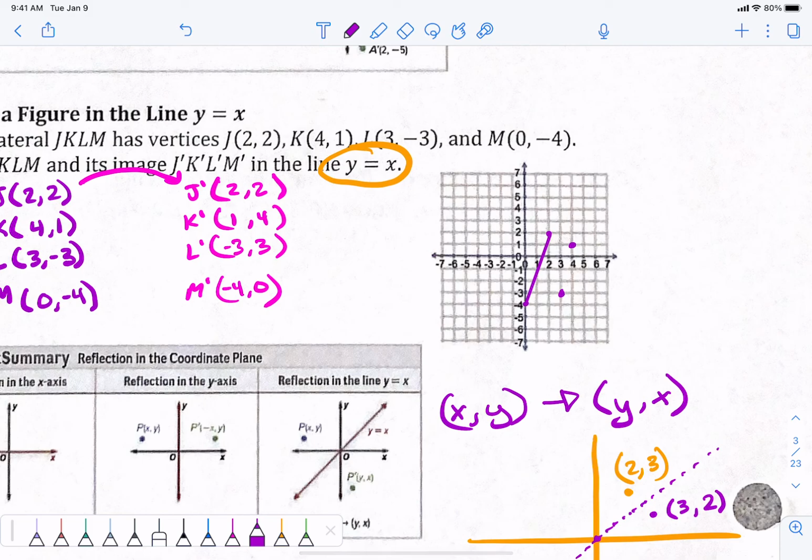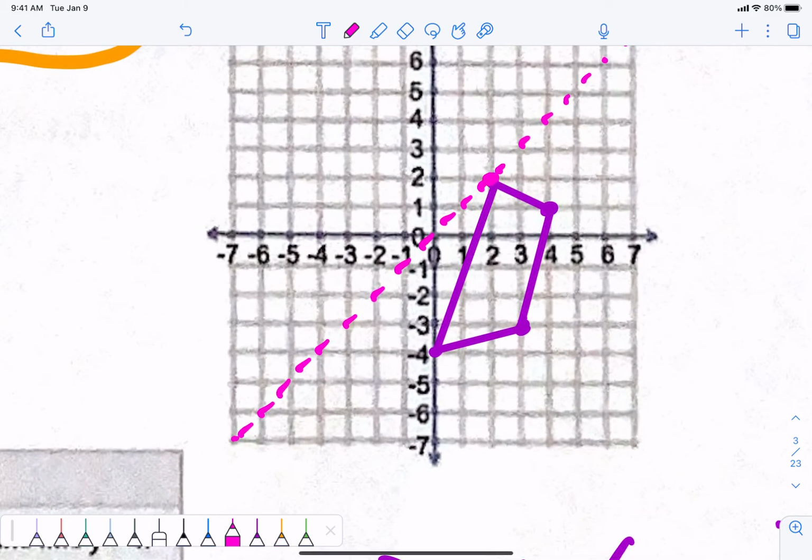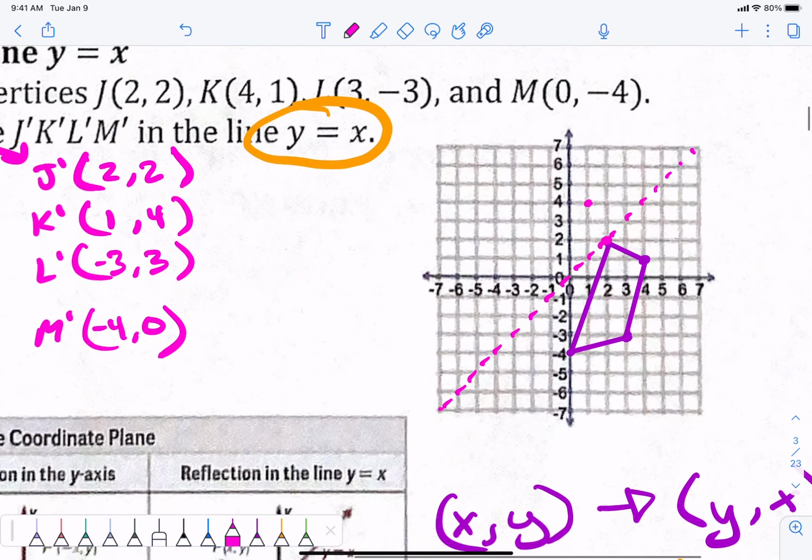Do you know what shape this guy is? What is that thing? It's not a trapezoid. It is a trapezoid. Yeah, that is a trapezoid. Yep. We learn lots about trapezoids later on, in chapter 4, I think. We talk about trapezoids and squares and rectangles and parallelograms. I like teaching that chapter, actually. It's kind of fun. Okay, 2, 2, 1, 4, negative 3, 3, and negative 4, 0. There we go.